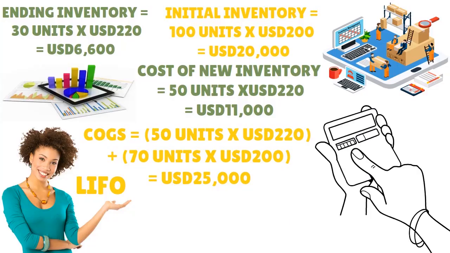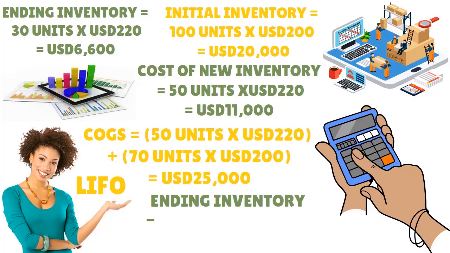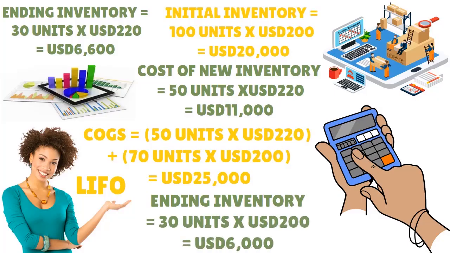So to calculate ending inventory, the remaining 30 unsold smartphones are allocated to the older cost amount. So ending inventory equals 30 units times 200, and that equals 6,000.